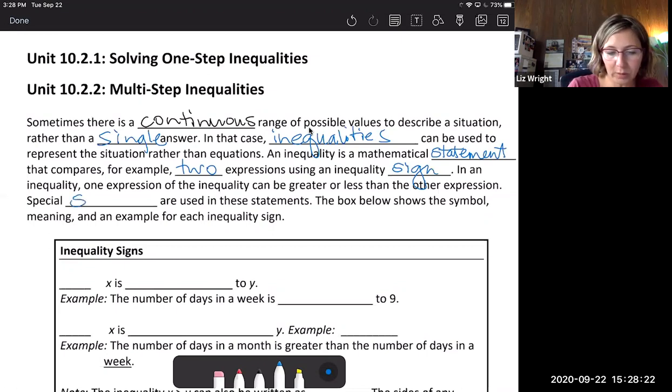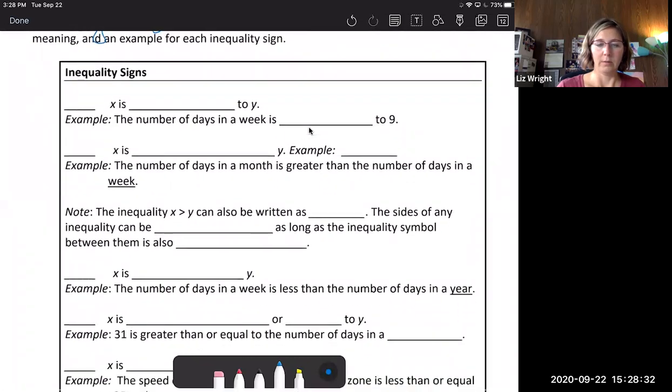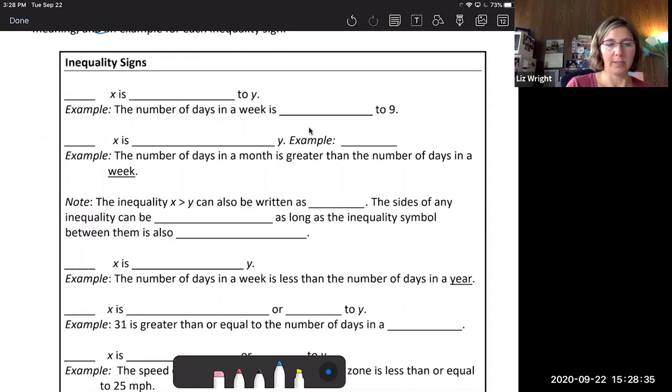So special symbols are used in these statements, and we're going to look at those special symbols in this box below. One of the symbols we might use is x does not equal y. So x is not equal to y. So the number of days in a week is not equal to 9. Another inequality sign might be x is greater than y.